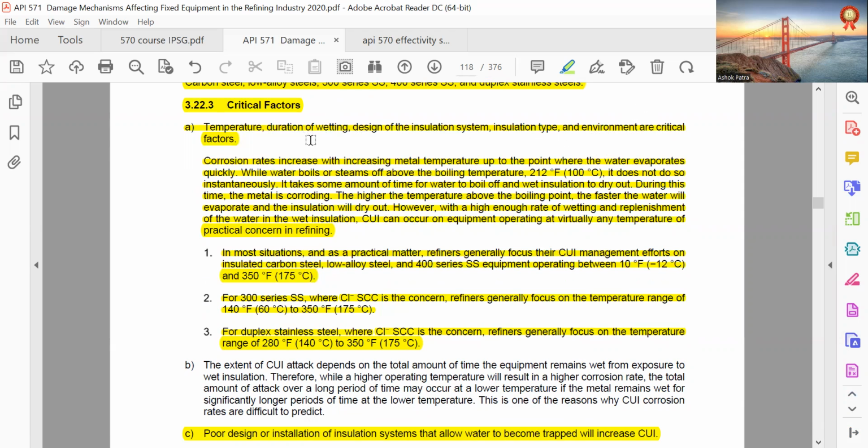environment. Corrosion rates increase with increasing metal temperature up to the point where the water evaporates quickly. While water boils or steams off above the boiling point of 212 degrees Fahrenheit, 100 degrees centigrade, it doesn't do so instantaneously. It takes some amount of time for water to boil off and for wet insulation to dry out. During this time, the metal is corroding. The higher the temperature above the boiling point, the faster the water will evaporate and the insulation will dry out.